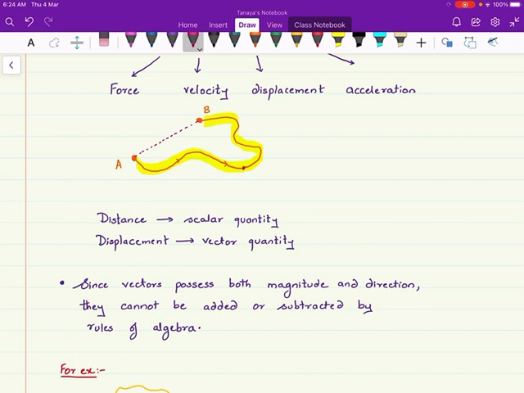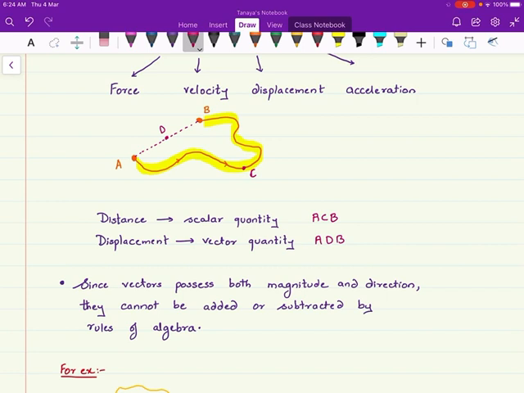So if I put one more point over here, say C, and in this I put one more point D. So distance is a scalar quantity, and that is along the path ACB, and displacement is along ADB. Displacement has a direction, in which direction the body has been displaced. So this is the difference between distance and displacement.